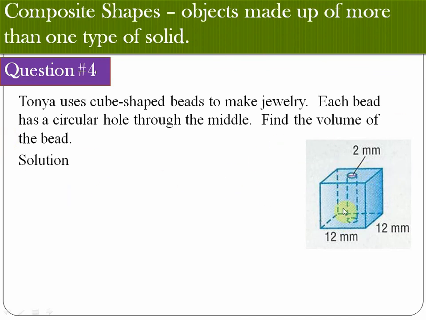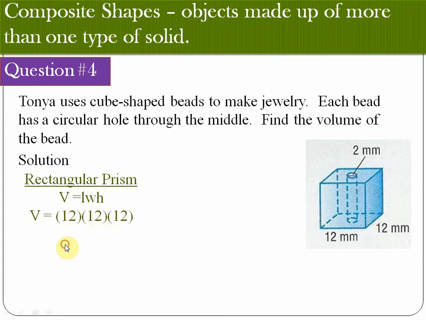So first we have to find the total volume of the cube, before we find the volume of the circular hollow center. First we have to calculate the rectangular prism. We have to calculate the volume of the cube, which is 12 times 12 times 12, 12 cubed, and this becomes 1728. The volume of the whole cube bead is 1728.